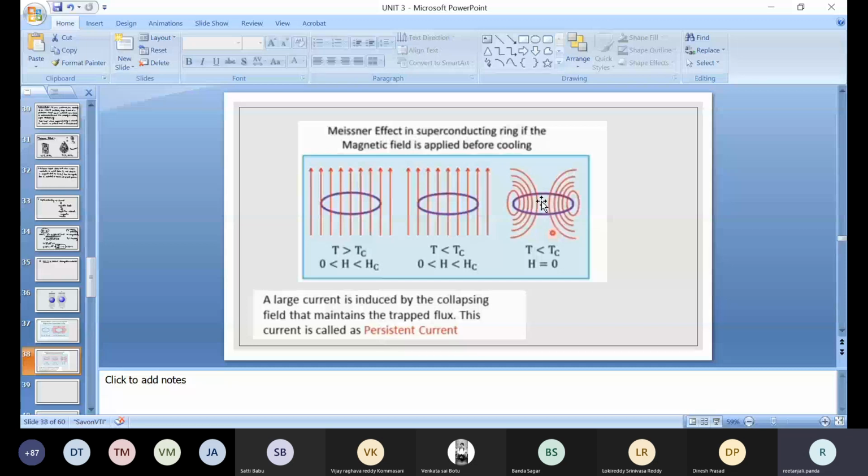That means once we let the magnetic field pass through the material, after which we reduce the temperature to critical temperature, then we remove the magnetic field. Even if we remove the magnetic field, there is some current trapped in the ring shape of the material, that is called your persistent current.